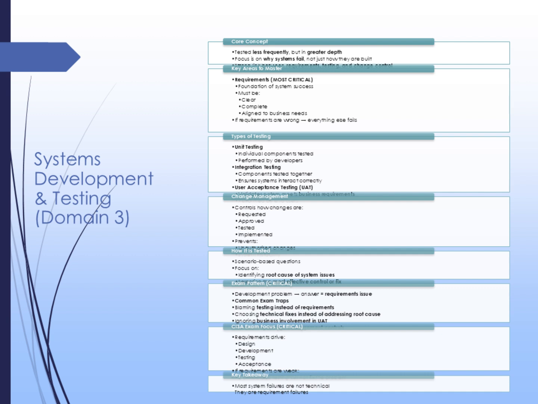The exam also frequently tests whether candidates understand the importance of business involvement during user acceptance testing. One important principle to remember is that requirements drive design, development, testing, implementation, and ultimately business success. The key takeaway from this domain is that most major system failures are not purely technical problems. Very often, they begin as requirements failures much earlier in the development lifecycle.